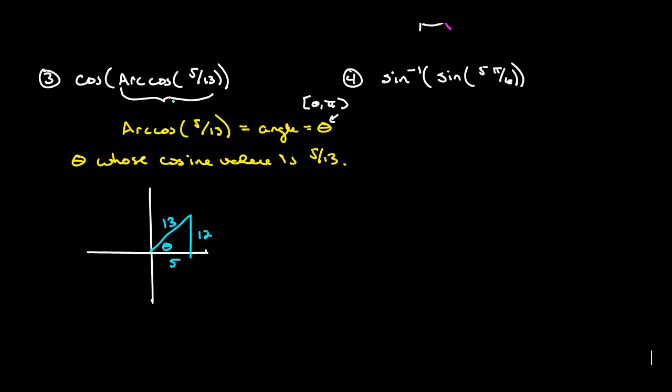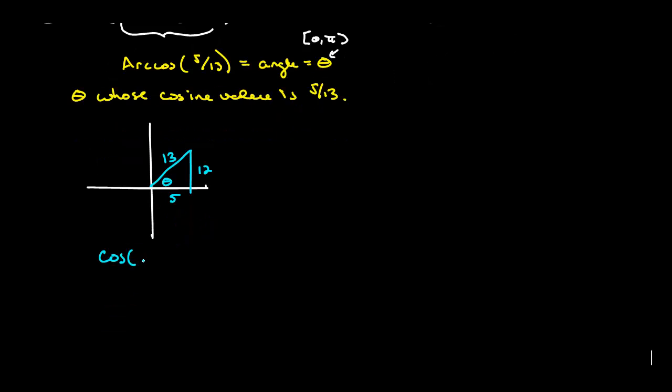The full question is, this arc cosine of 5 over 13 is an angle. We called it theta. So the question is, what is the cosine of this guy? Well, this guy is theta. So here's what I'm going to do, I'll write it all out for you. The cosine of the arc cosine of 5 over 13 is the same as the cosine of theta, because theta is equal to this. So the real question is, what is the cosine of this angle? And the answer is 5 over 13.